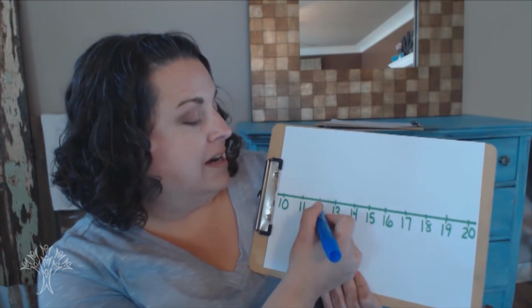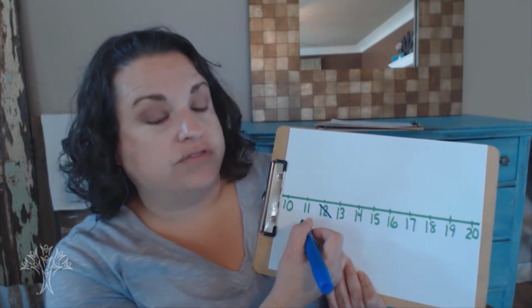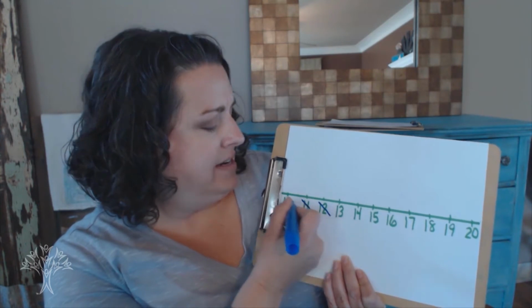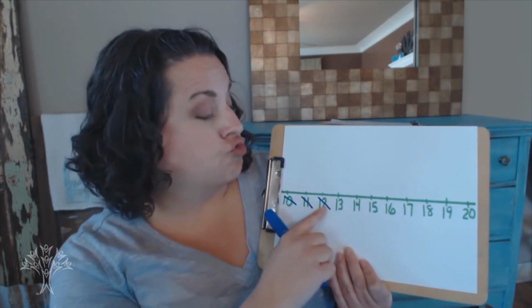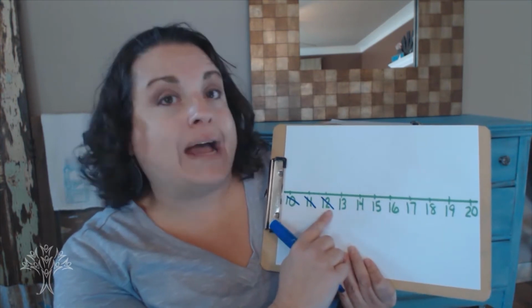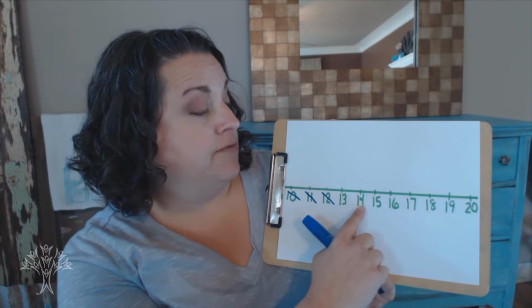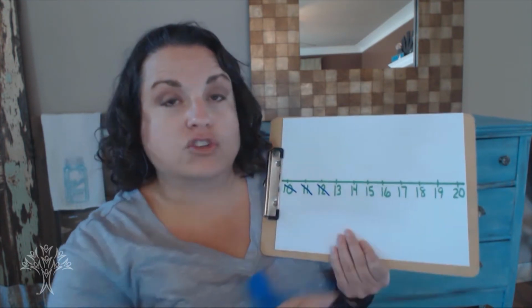That means that I can cross out 12 because it is not equal to 12. My number is greater than 12. I can also cross out 11 and 10. That's because I know that the number is greater than 12. So it has to be a number that is more than 12, like 13, 14, 15, 16, 17, 18, 19, or 20.